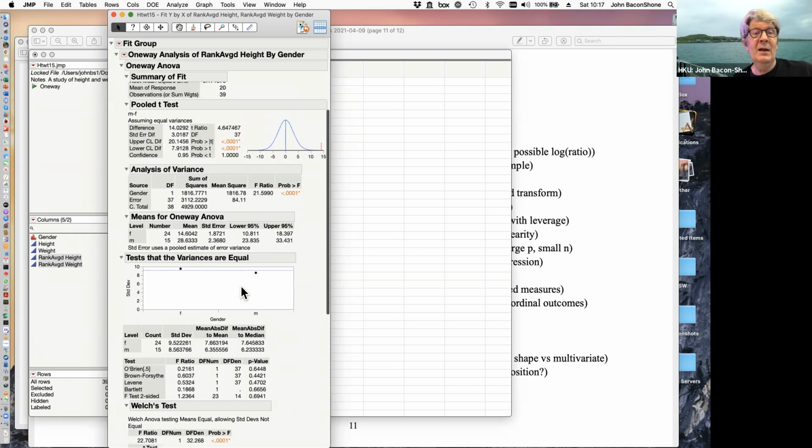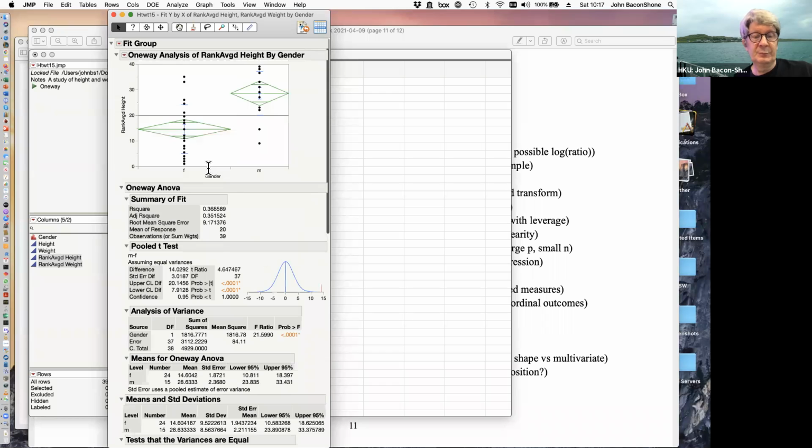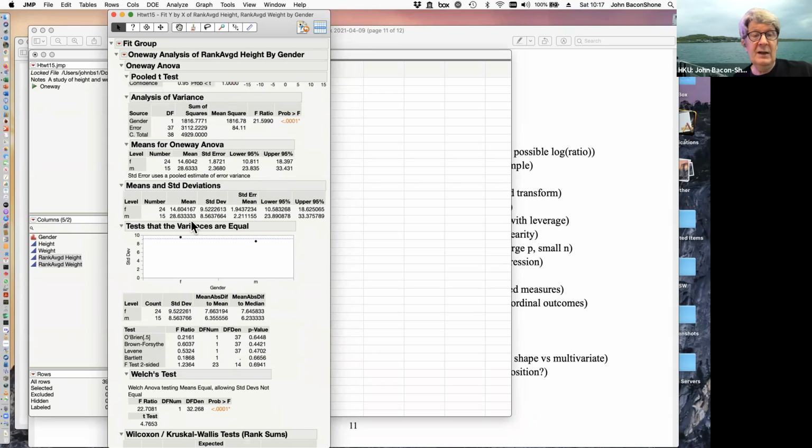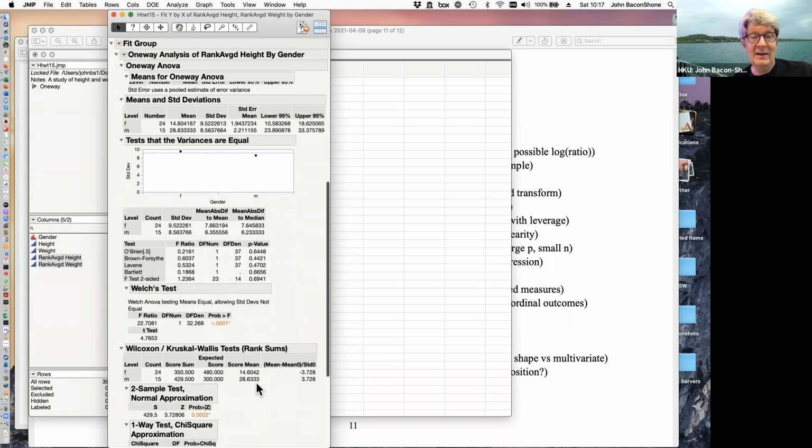So if you look back up here, let's look at the means and the standard deviations. You will see the mean for females is 14.6 and for males is 28.6. So that's the average rank, and that's exactly the same as the score means in the Wilcoxon test. So by doing the rank transformation, we're essentially asking the same question in the Wilcoxon test as we're asking in the t-test, right? Because we're asking whether the average rank is different for males and females.